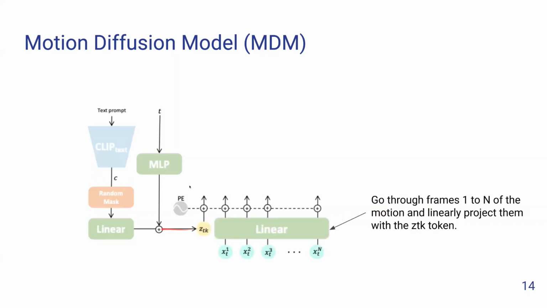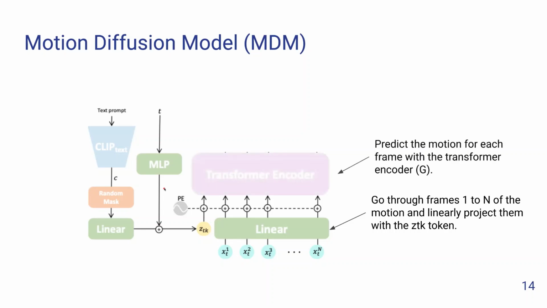So if we expand out our model a little bit, we have our ZTK here from the previous step. But then, as I implied earlier, we go through every single frame of the motion, 1 through n, and we linearly project that into the same space as ZTK. Now you may recognize this symbol as well. This is the positional encoding symbol, and you can see that they're using sinusoidal positional encoding for this model, and you'll see why in the next step.